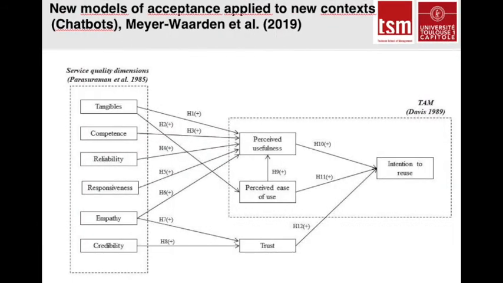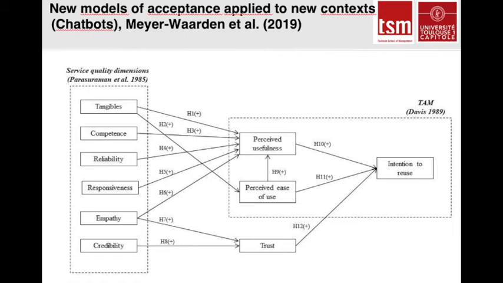In this example, we adapted the basic TAM model based on perceived usefulness and ease of use on intention to use for chatbots. And we enhanced the basic TAM model by the service quality model developed by Parasuraman and colleagues in 1985. So we consider that tangibles, that is material elements of a chatbot, such as technical infrastructure, impact positively perceived ease of use and perceived usefulness. The competence of the service provider, represented by the chatbot, has also a positive impact on usefulness.